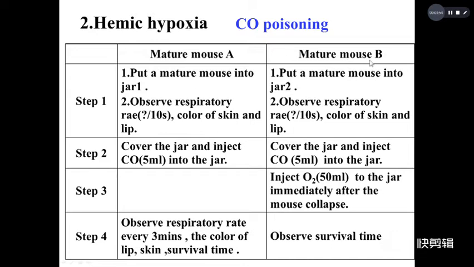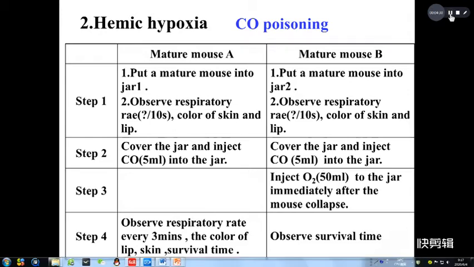Now animal B. Put another mature mouse into jar number 2. Now observe the respiratory rate and the color of skin and lip, similar to animal A. Now cover the jar and inject 5 ml of carbon monoxide into the jar. Now you observe the manifestation of the animal.